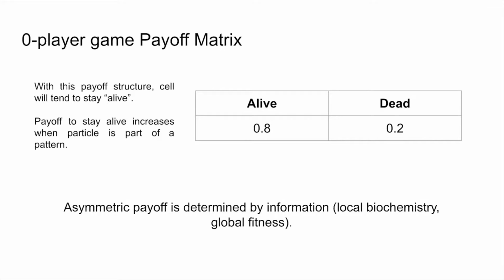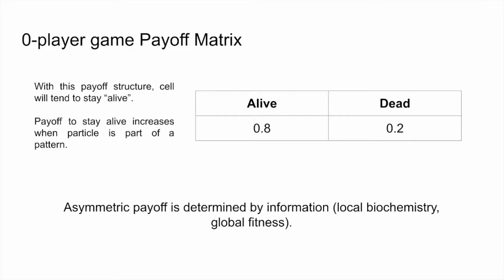So this is an example of a very simple payoff matrix for a zero-player game. Within this payoff structure, the cell will tend to stay alive. And you can see the payoff structure is 0.8 for alive and 0.2 for dead. So when the payoff is high for being alive, it'll stay alive. The payoff to stay alive increases when a particle is part of a pattern.